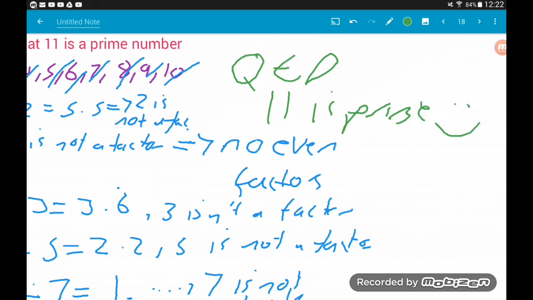So, it does get trickier. As I said, that's a simple example to start us off. Again, what we've done there, to prove 11 is a prime, we've exhausted all the potential factors less than 11. We've shown none of them are a factor.